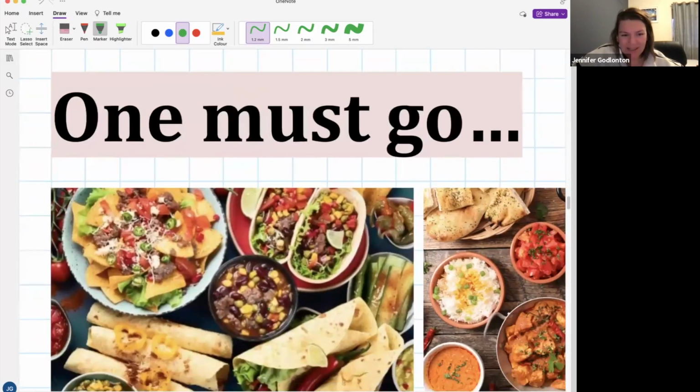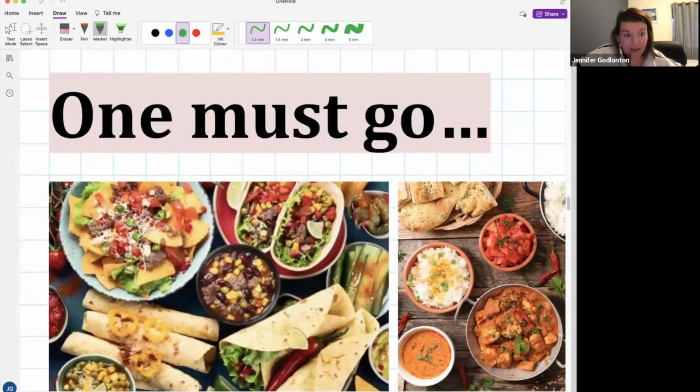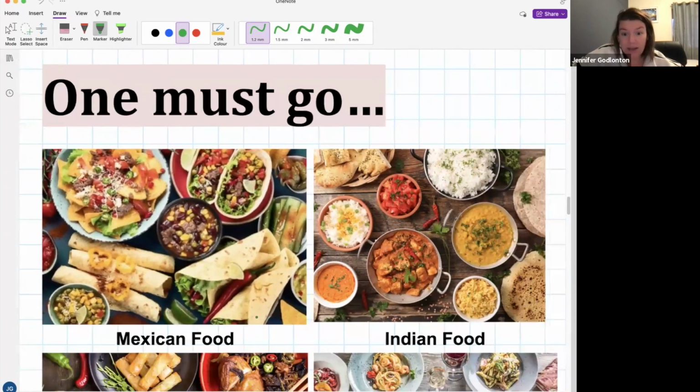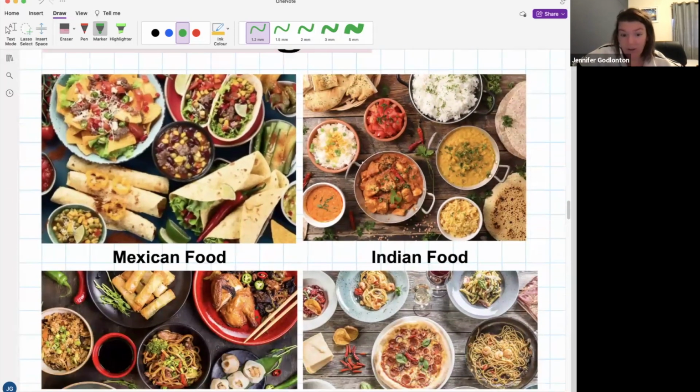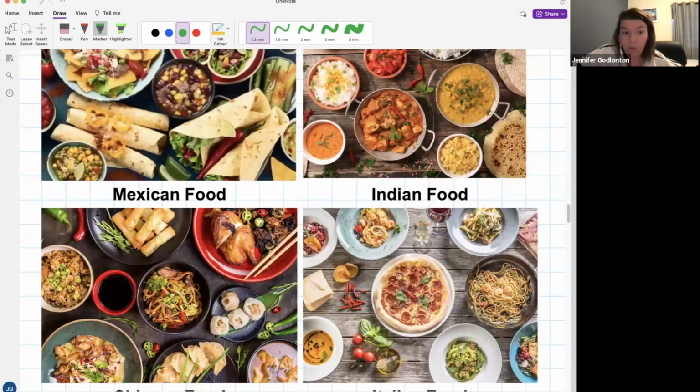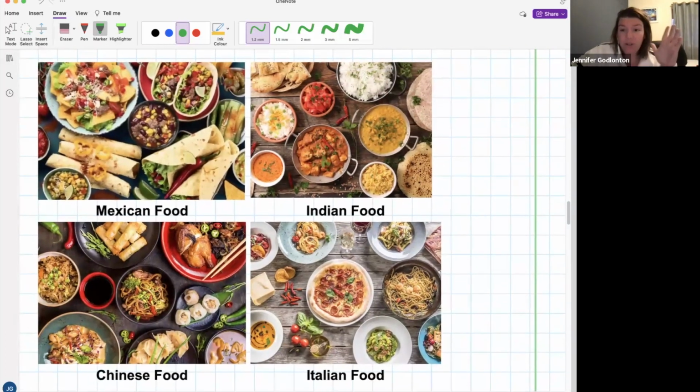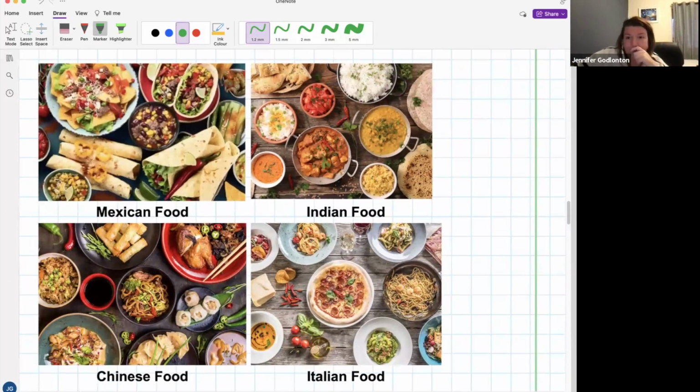Okay, so our brain break today, we have to choose one of these to leave. And when we say it has to go, we mean it's going to leave the world forever. We're never going to see it again. No one will ever experience it. It's done. So we have to choose one of these to leave. We've got Mexican food, Indian food, Chinese food, and Italian food. What are we going to get rid of? I see some hands. Let's get going. What are we going to get rid of?